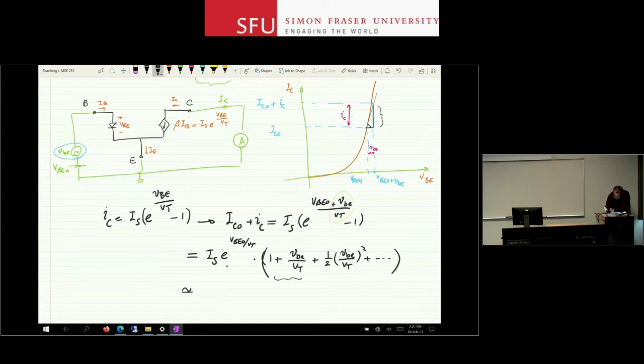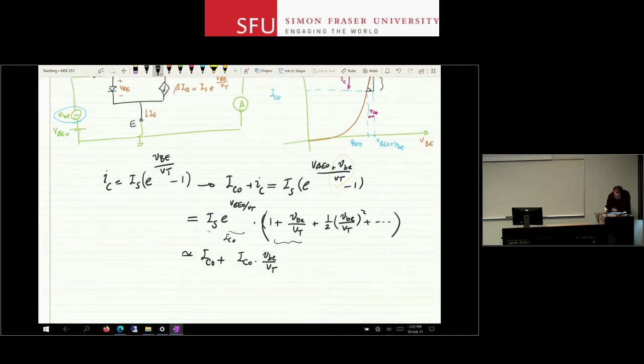So it's going to be IS e to the VBE naught over VT, but I already know this is IC naught. So it's going to be IC naught plus the second term. Second term is IC naught times VBE over VT. Or if I want to write the changes at the output, only this port, as a function of the changes at the input, I can see that IC is IC naught, the DC value divided by VT times VBE.